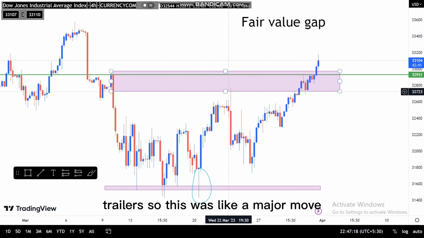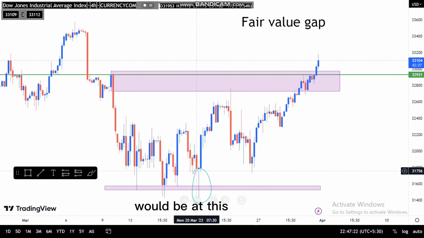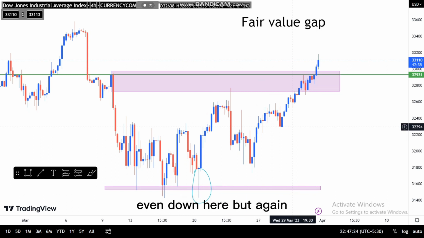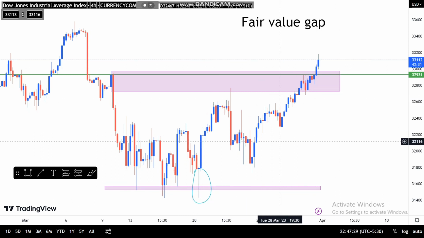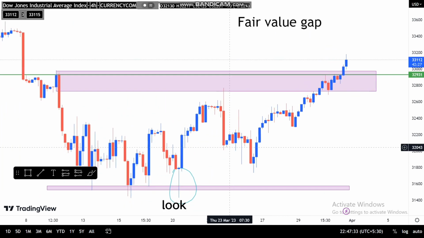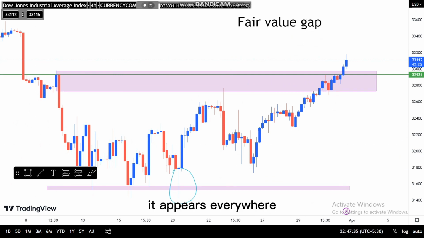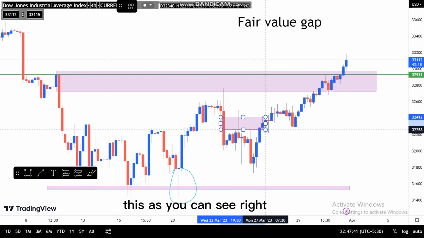So this was a major move, you see, down to here. Even my take profit would be at this zone here, even down here. But again, I'm someone who always closes off partial profits in the market. So again, look at this, traders. Since this is a 4-hour time frame, fair value gaps appear everywhere. So this is another fair value gap right here, as you can see right there.